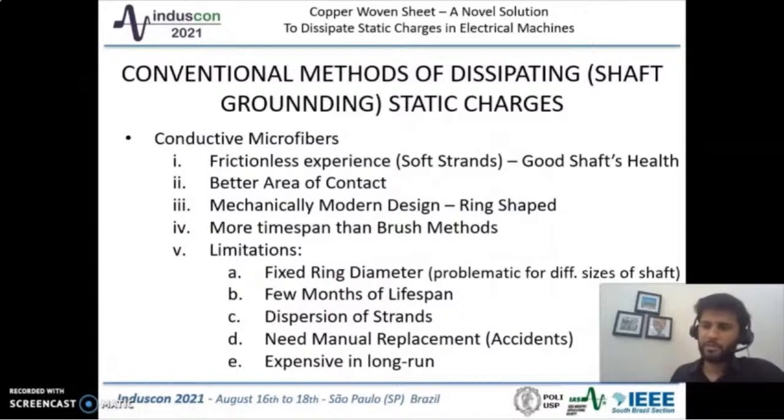Conductive microfibers method. In this one, it is slightly better than the two because of the mechanically good shape and soft strands, frictionless. But it also has the limitation that it is fixed with diameter. It has a few months of lifespan. The machine runs for long hours and for many months, 6 months to 1 year, so this is not good for that. Other than that, it is expensive in the long run and needs manual replacement. It is not automated.